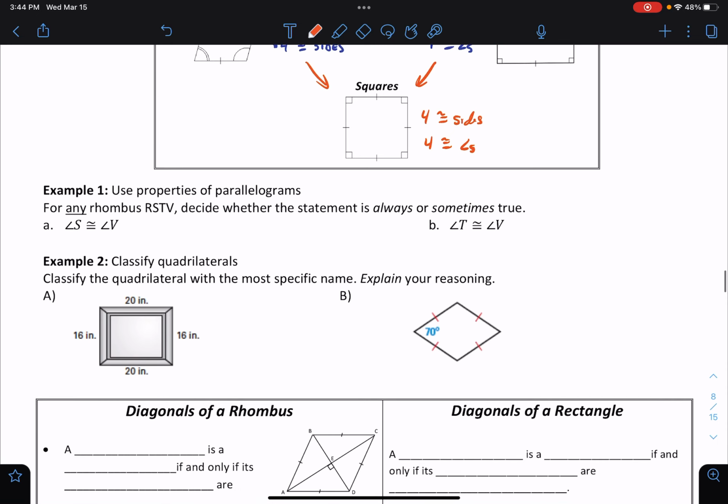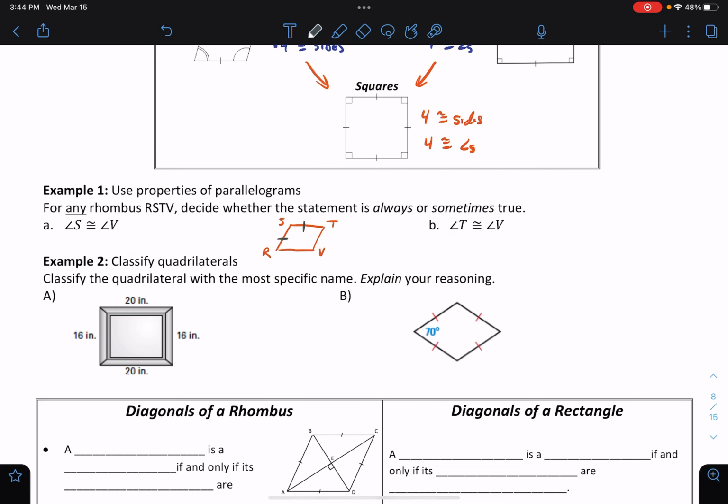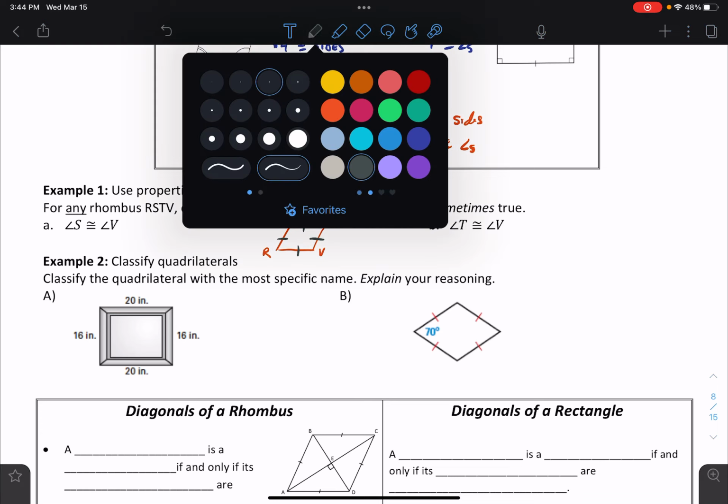So, for any rhombus RSTV, so I'm just going to sketch out a rhombus here, RSTV. Now all of these sides are congruent in a rhombus. We want to determine whether this statement is always or sometimes true. Okay, this first statement is angle S congruent to angle V.